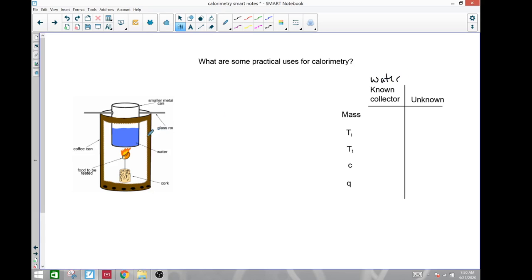And let's say I have 100 grams of water in here. It starts out at 25 degrees Celsius, ends at, I don't know, 90 degrees Celsius. It's got 4.18 joules of energy per gram degree Celsius. Then Q, I could solve for that. So I could figure out how much energy the nut gave off. Okay, so what would I do with that?